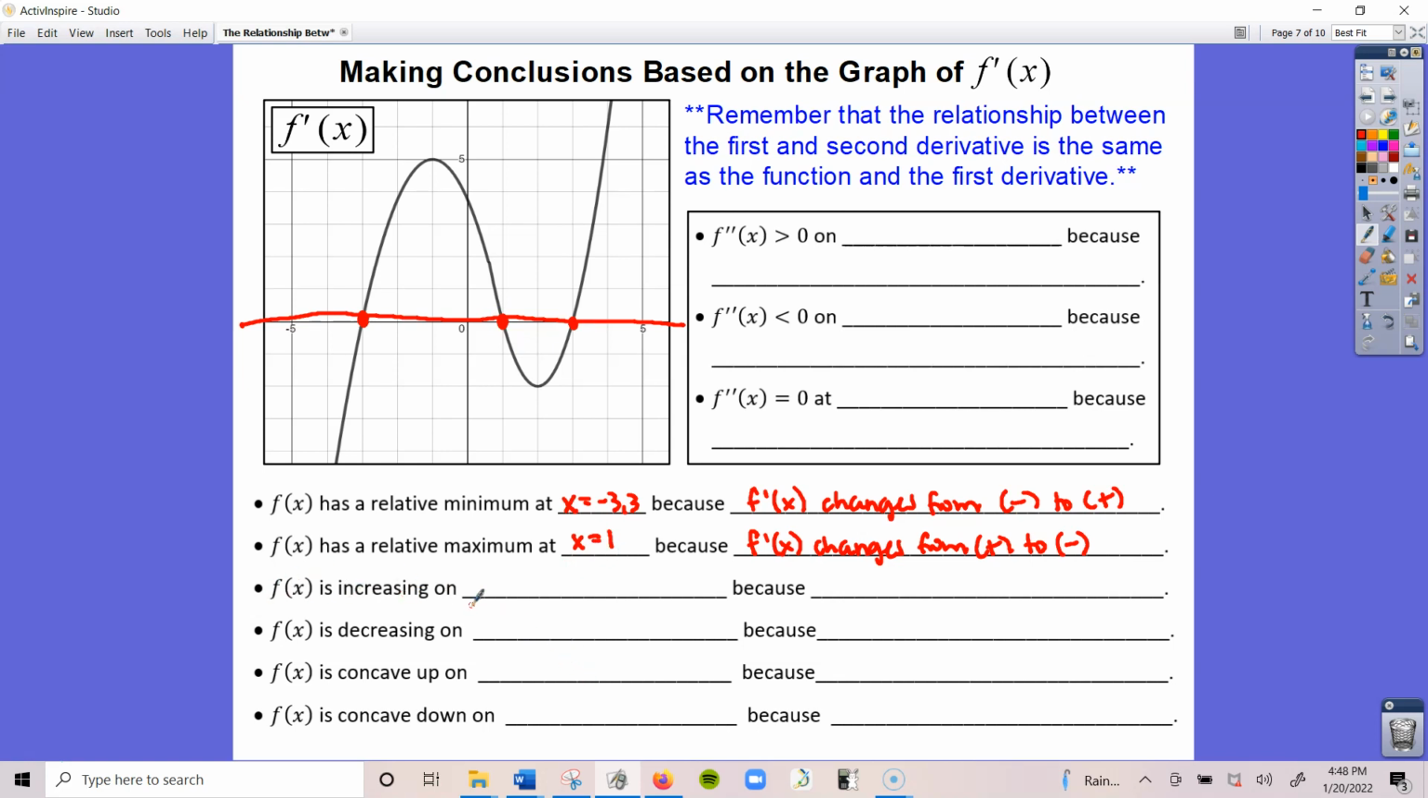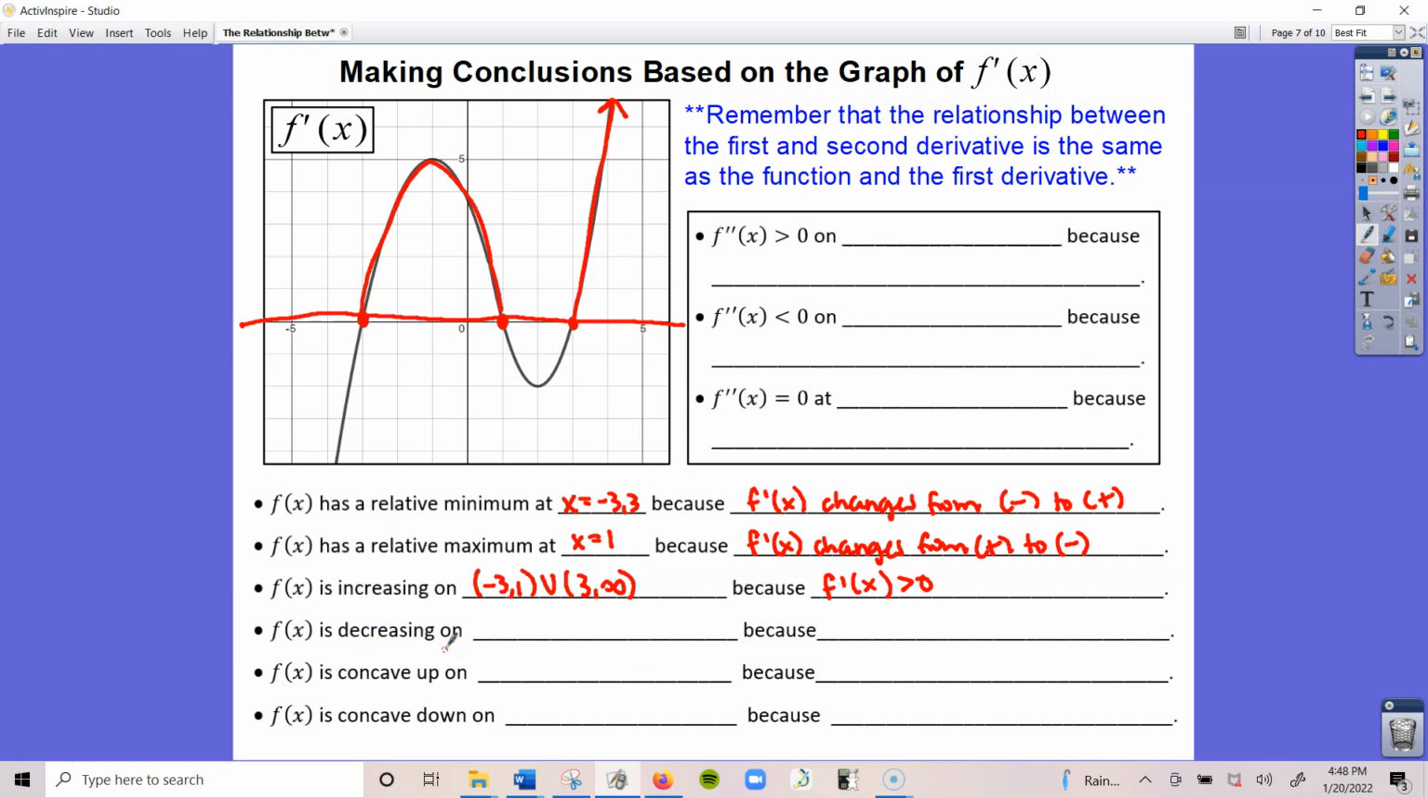Now f of x is increasing. F of x will be increasing when f prime of x is greater than 0. So we're looking at all of the sections on the graph where it is above the x-axis. That is this section here and this section here, so that interval is -3 to 1, and then from 3 to infinity.